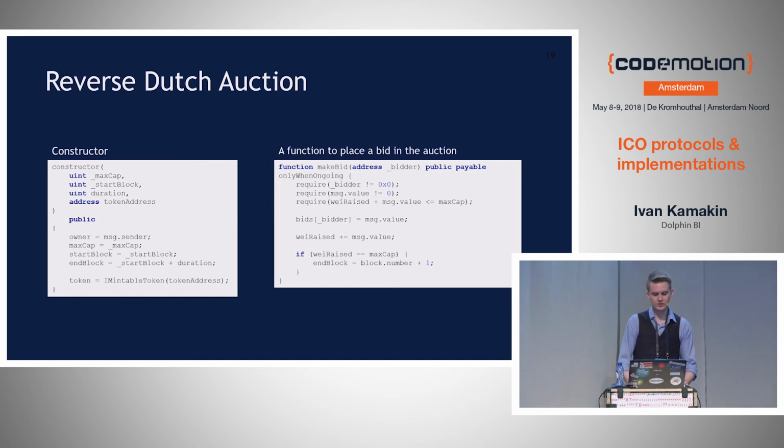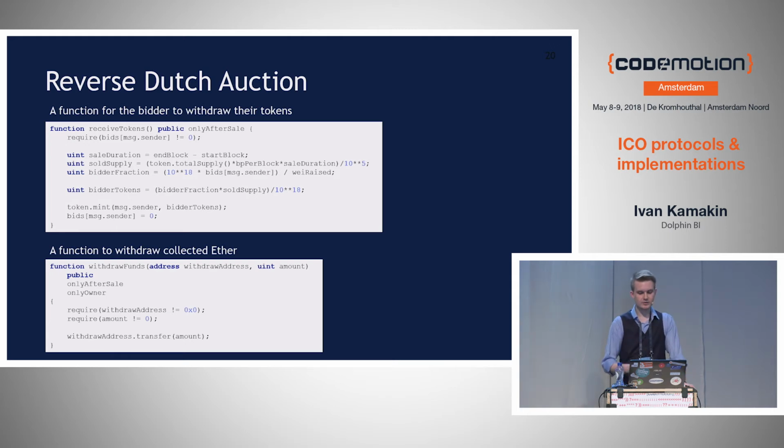Nothing new in the constructor, but the buy tokens function is replaced by the make bid function. And instead of sending the tokens to the buyer right away, we instead just write the bid into memory, because we have to calculate all of this later. If the maximal cap is reached, then the crowd sale is ended by setting the end block to the current block.